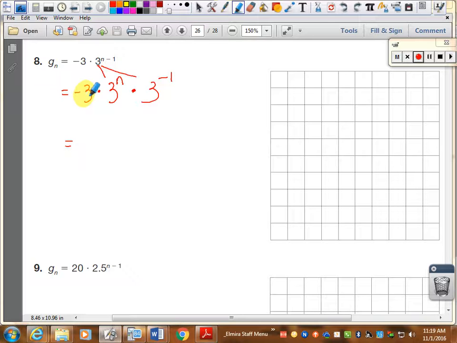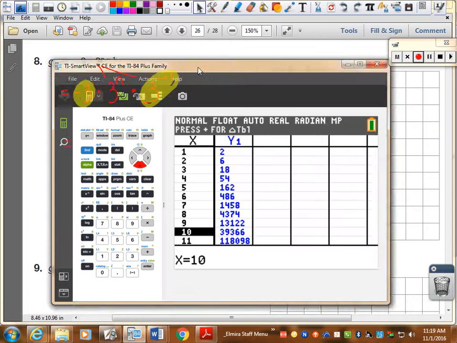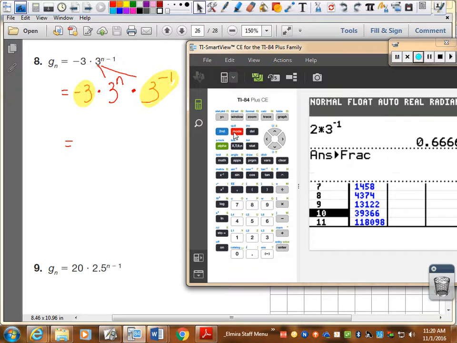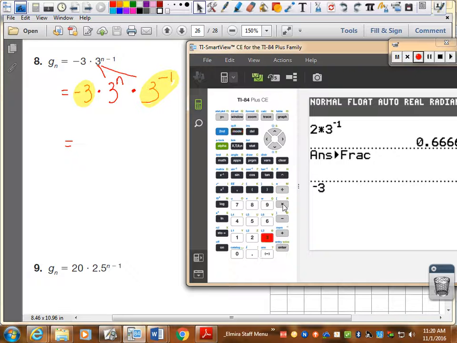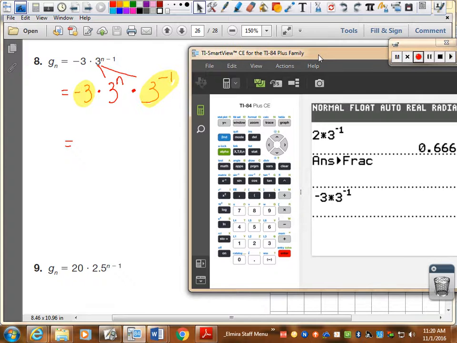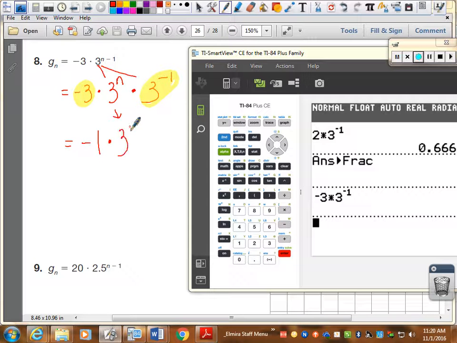The -3 and 3 to the -1 power, multiply those together. -3 times 3 caret -1. I can't see it. All right, -1. And then bring down 3 to the n power. And put f of n out in front. We're changing to function notation.